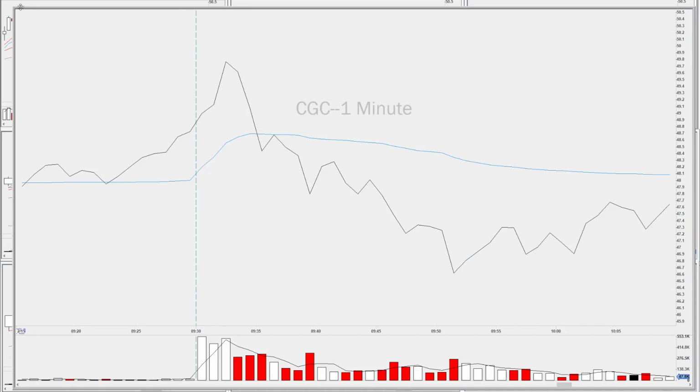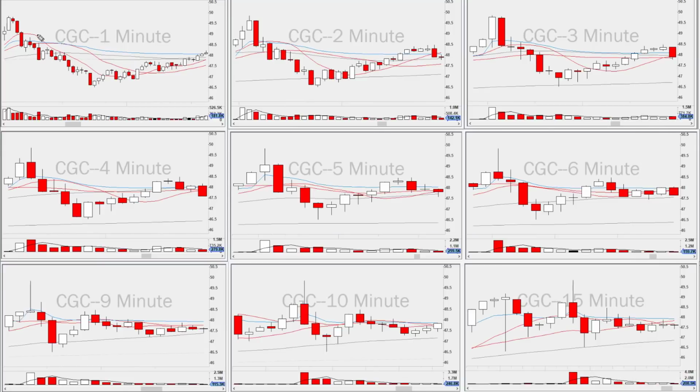Let's switch back over to here, right? So CGC, this was a 1-minute chart. As you can tell, many of you probably guessed, the time frames are getting larger and larger as we moved forward.